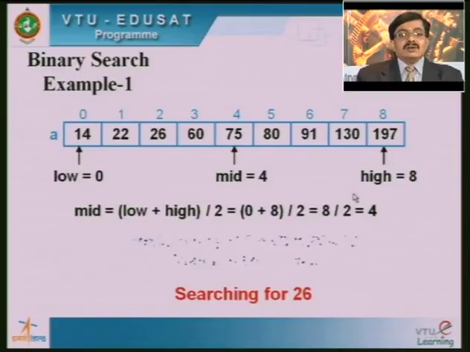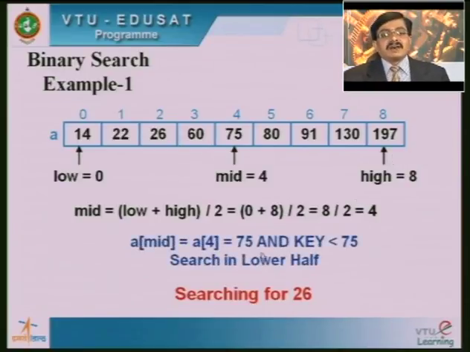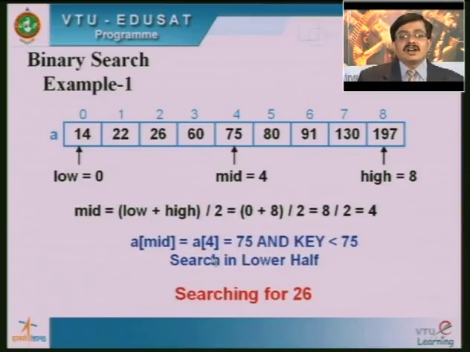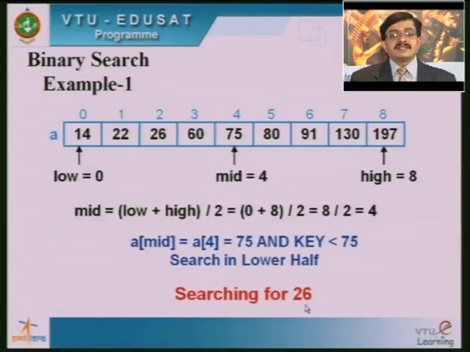Fine. So now when you do the comparison, A of mid is equal to A of 4, which is equal to 75. Mid is the position of the middle element, not exactly 75. Mid is not 75. A of mid is 75 here. This you should note when you are going for the programming. And the key value 26 is lesser than 75. Since it is lesser than 75, you should take the decision of going to the left array. So search in the lower half. This is the lower half and this is the higher half. So we have to now go for the lower half because the key element is 26.